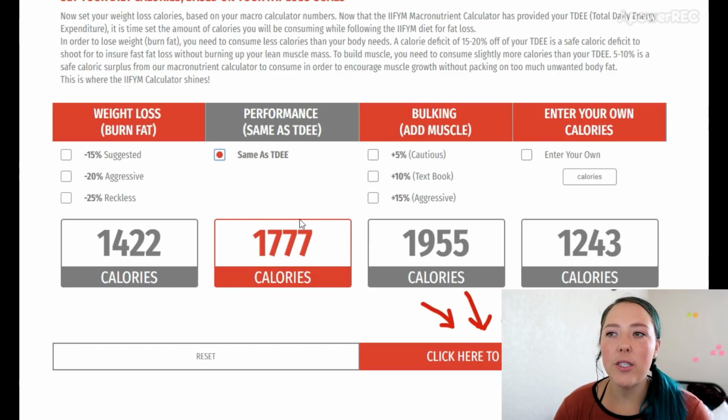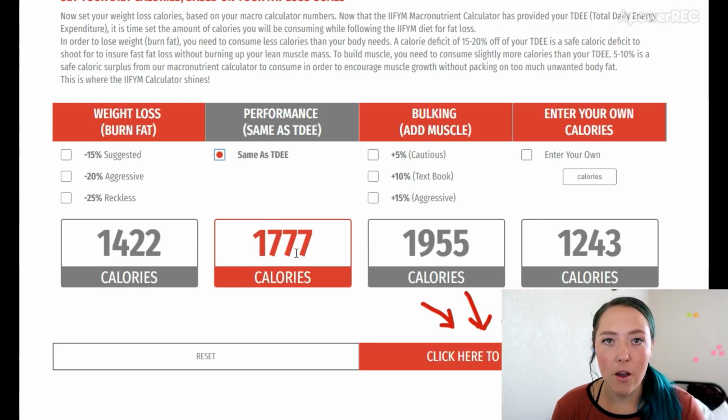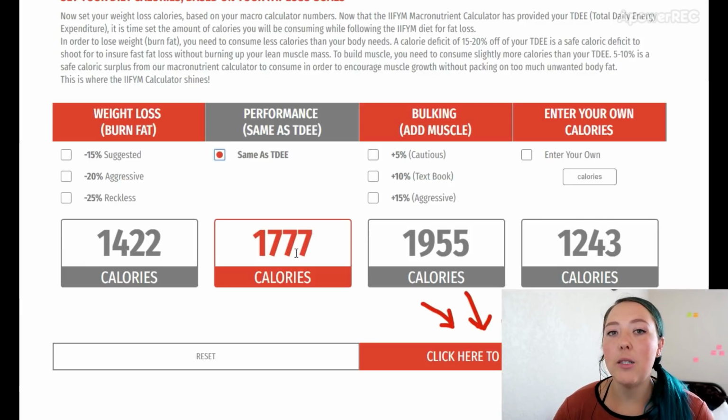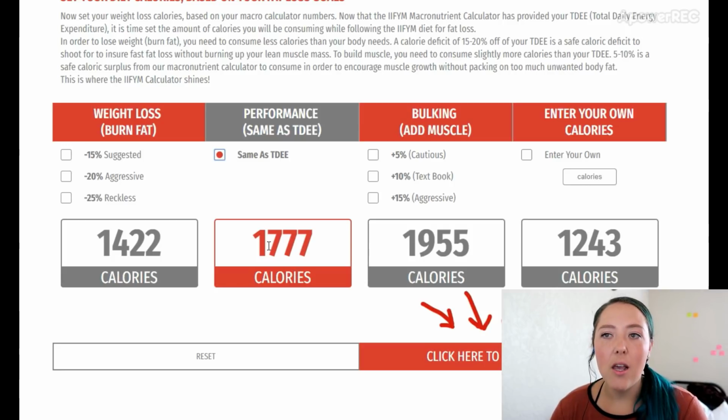So when I clicked that, you see that it gives me my calories. So if I eat 1,777 calories a day, I'm going to maintain my weight of 173 pounds, right? So in order to lose weight, you have to go into a caloric deficit, right? So I'm going to go ahead and subtract 500 calories from this number, and I'm gonna write that down.